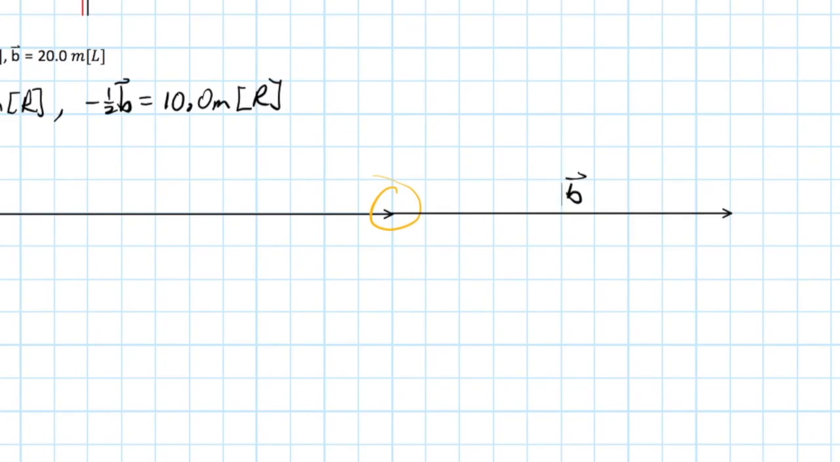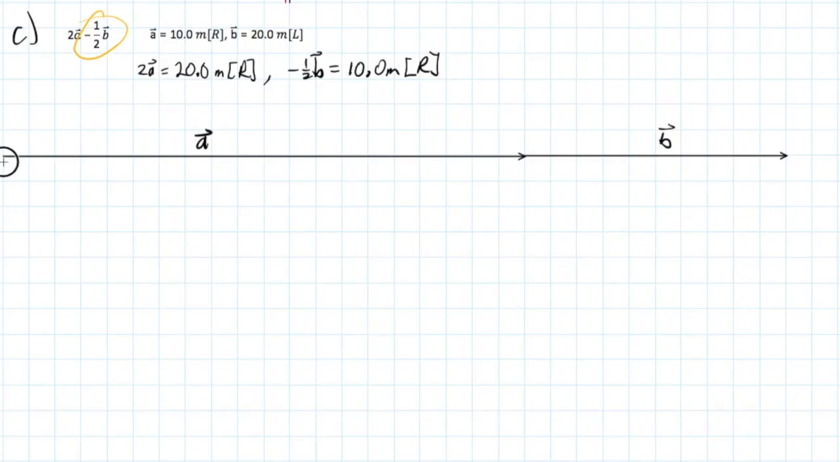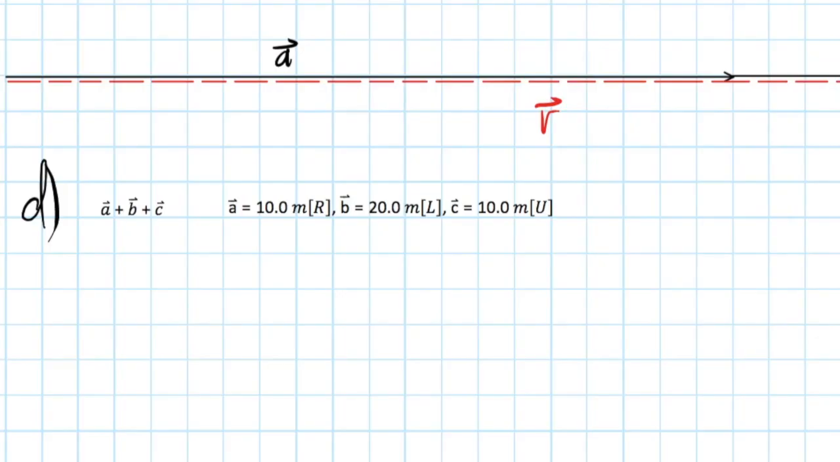And now we have our vector B. Our resultant starts at the tail of A and then goes to the head of B. And of course, we make the resultant a dashed line. Part D. Now we're looking for the resultant of vector A plus vector B plus vector C.